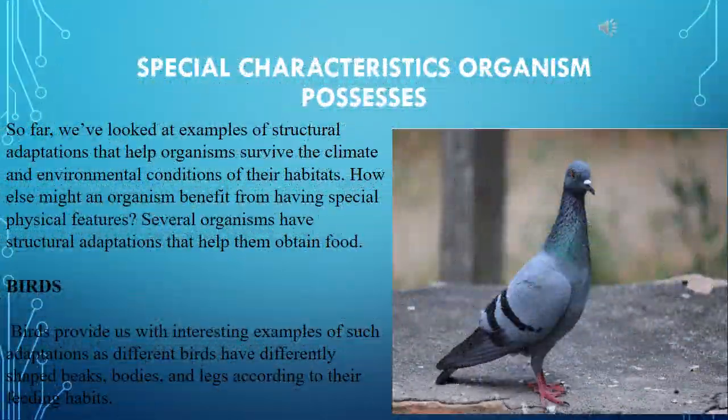So far, we've looked at examples of structural adaptation that help organisms survive the climate and environmental conditions of their habitats. How else might an organism benefit from having special physical features? Several organisms have structural adaptations that help them obtain food. For example, let's look at birds. Birds provide us with interesting examples of such adaptation, as different birds have differently shaped beaks, bodies and legs according to their feeding habits.